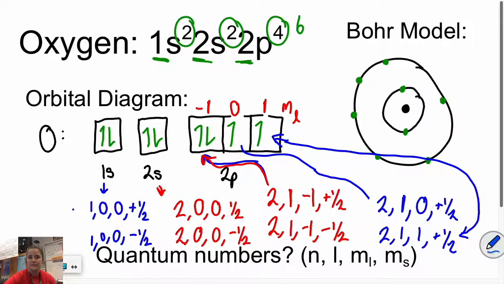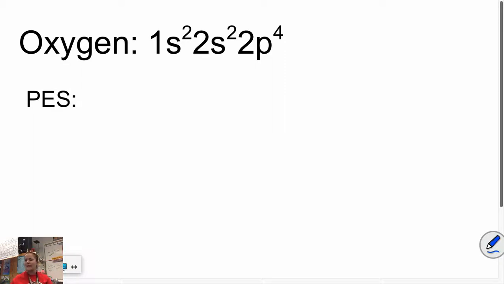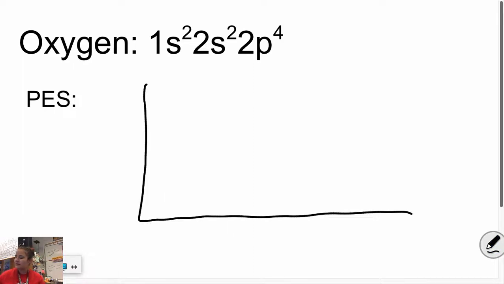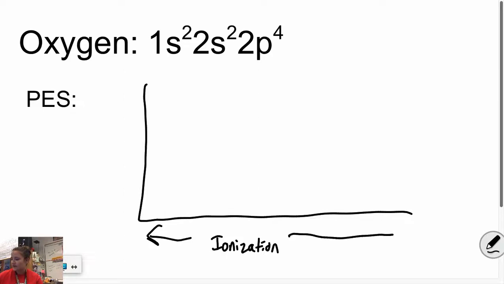Let's go a little bit deeper into oxygen and talk about PES. What PES does is measure the difference in the energies of the electrons based on their ionization energies. So how it normally works is you have the ionization energy on the x-axis, but the difference is that the big values are on the left side, where the small values are on the right side. So it goes from high to low. Okay? And then on the y-axis, you have your relative number of electrons.